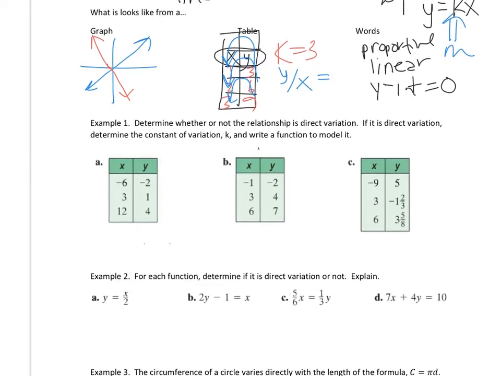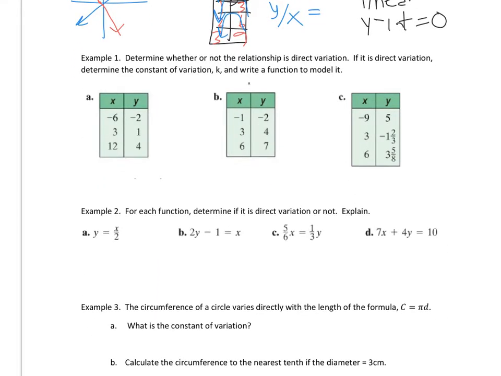So example 1, determine whether or not this is direct variation. So you have a table. If it is direct variation, find the k and write a function. So the functions are going to take the form y equals kx, and you will have to determine what k is. So on this first table, what I do is I do y divided by x and see if it is the same for all three values.